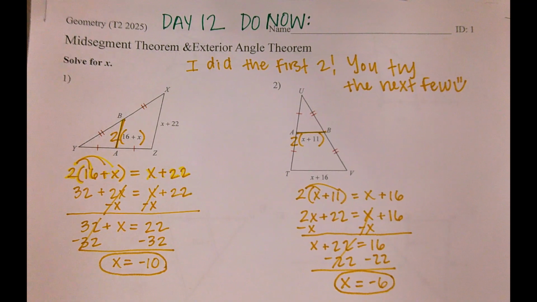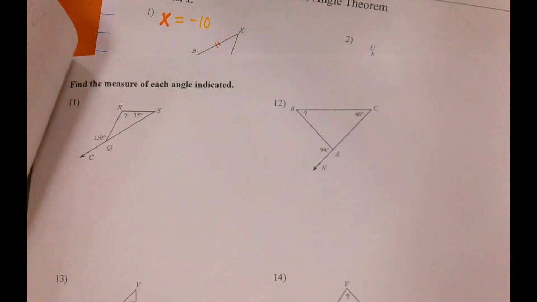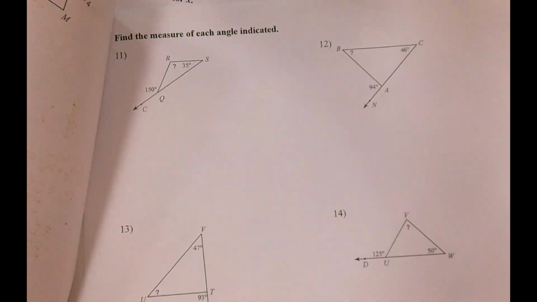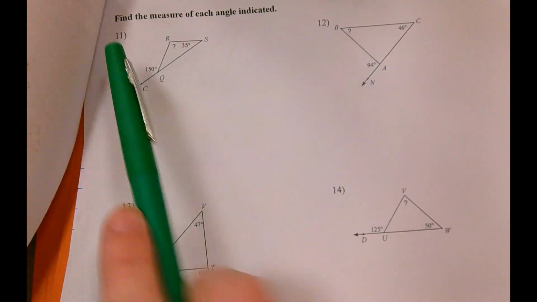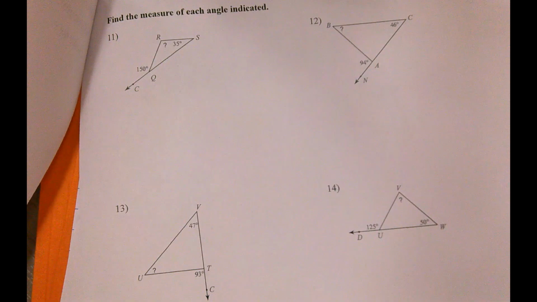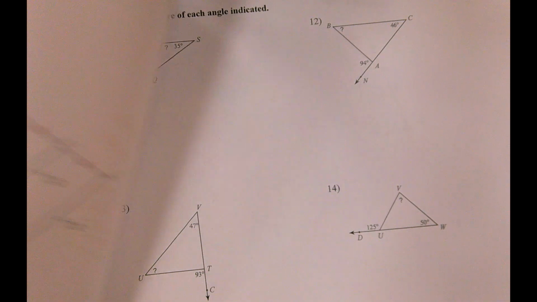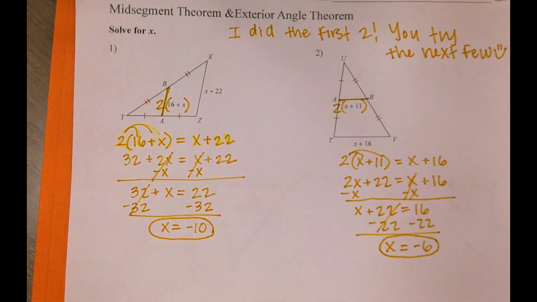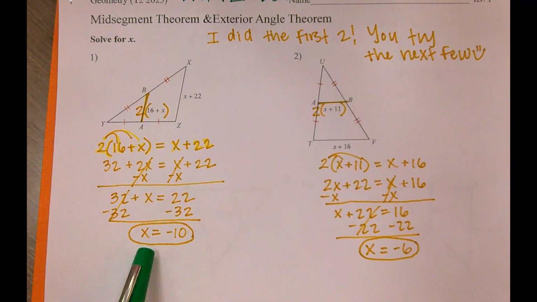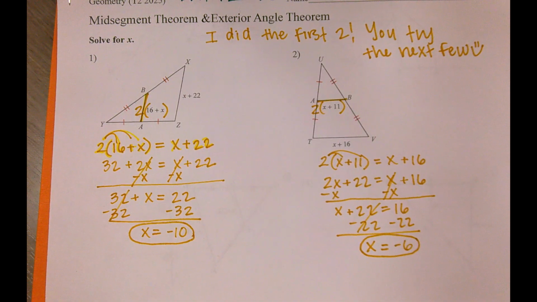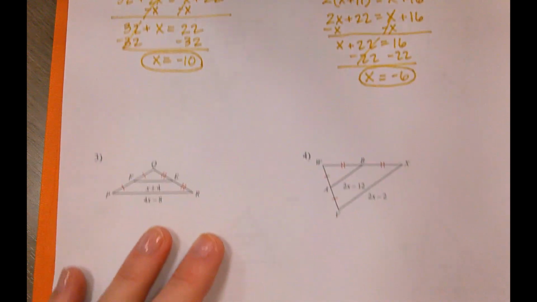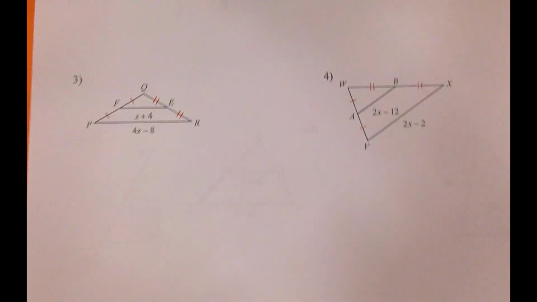I gave you a worksheet with, looks like 15 questions total. The first 10 are mid-segment questions, and 11 through 15 are exterior angle questions. I went ahead and did the first 2 problems up here and have them displayed for you on the board. So what we're going to do is start at number 3 and just run through a couple of these. Make sure we feel good about mid-segment.